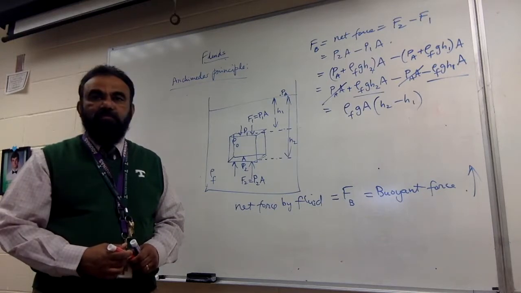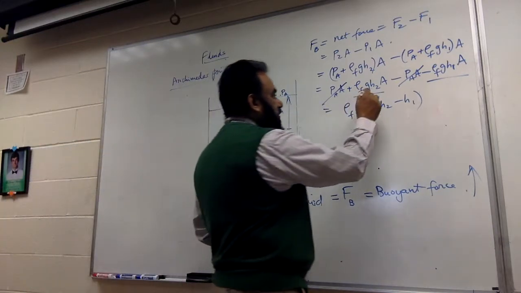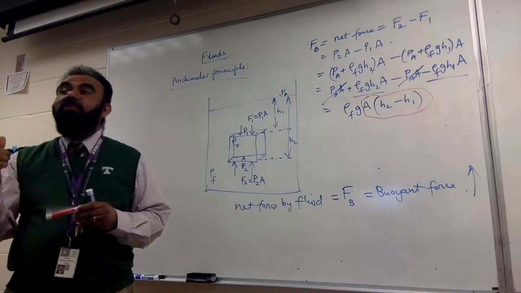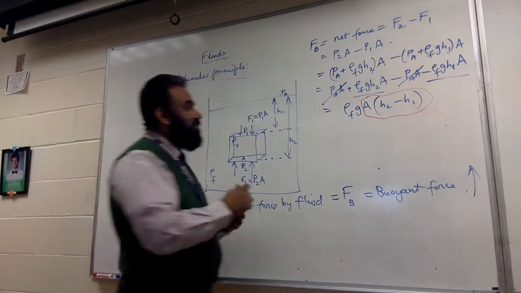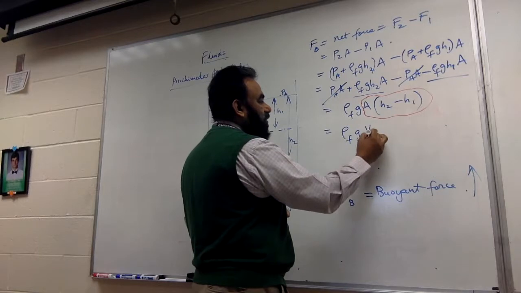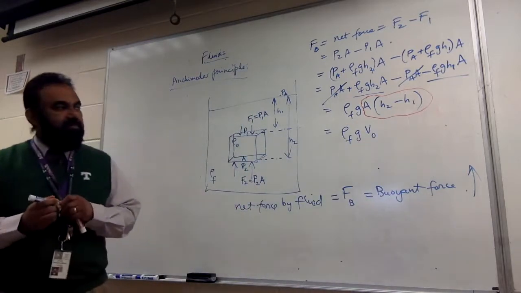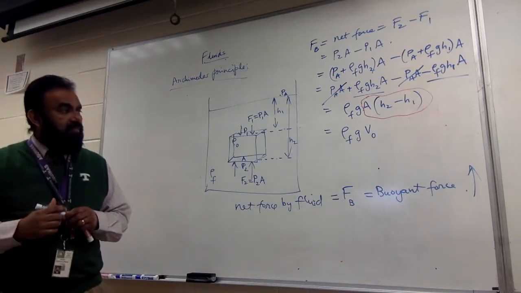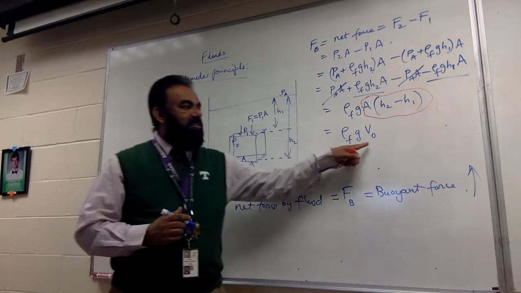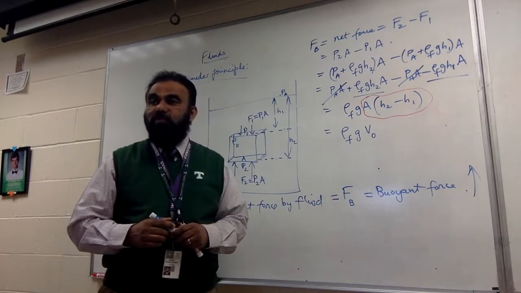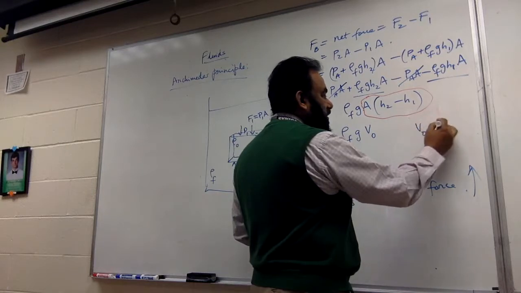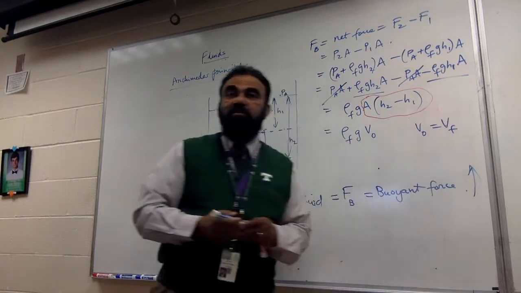You get it? Now what is this part? What is that part? Volume of the solid. So it will be like rho F G, volume of the object. Isn't the volume of the object the same as the volume of the fluid displaced? Volume of object is equal to volume of fluid displaced, correct?